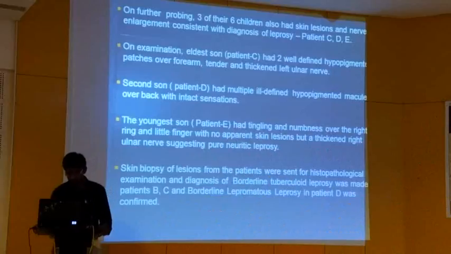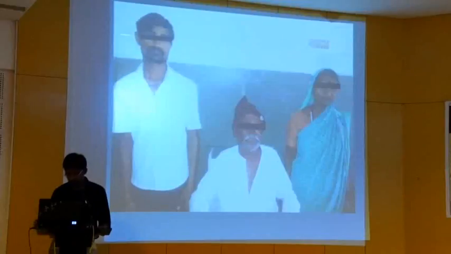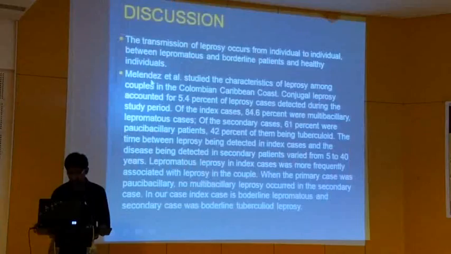Skin biopsies of the lesions from the patients were sent for histopathological examination, and diagnosis of borderline tuberculoid leprosy was made in patients B and C, and borderline lepromatous in patient D was confirmed. This is a clinical picture of the family. This is the index case, who is 55 years old with borderline lepromatous leprosy and erythema nodosum leprosum. This is the wife with BT Hansen's, and this is the second son with borderline lepromatous leprosy.